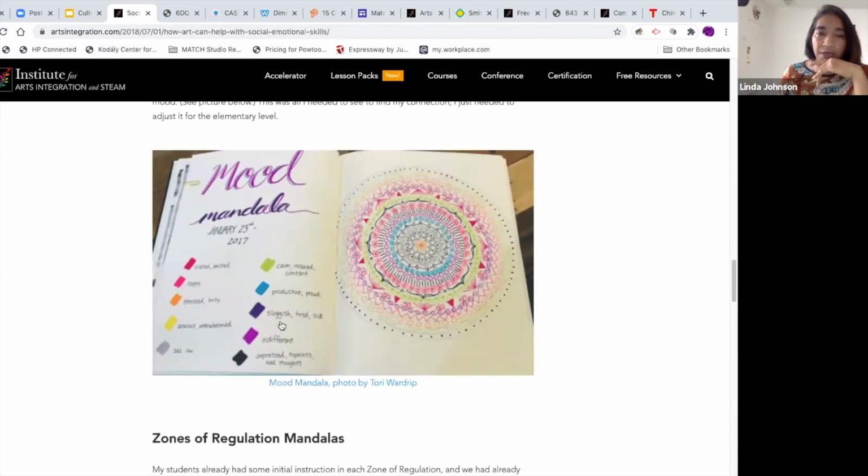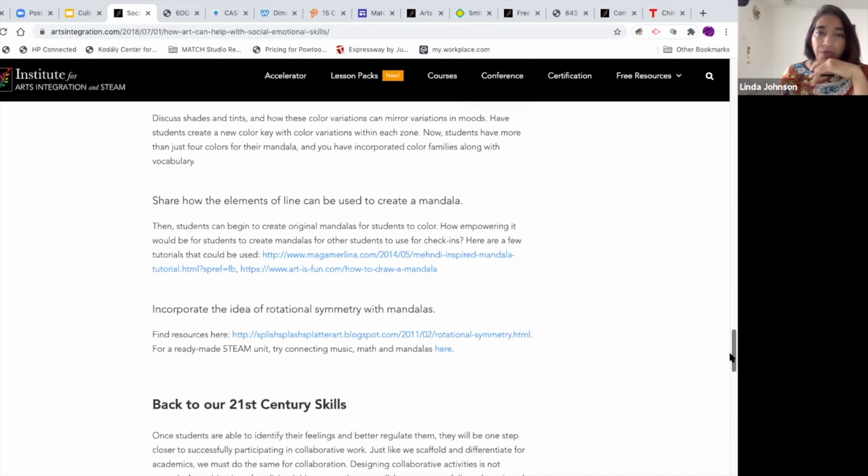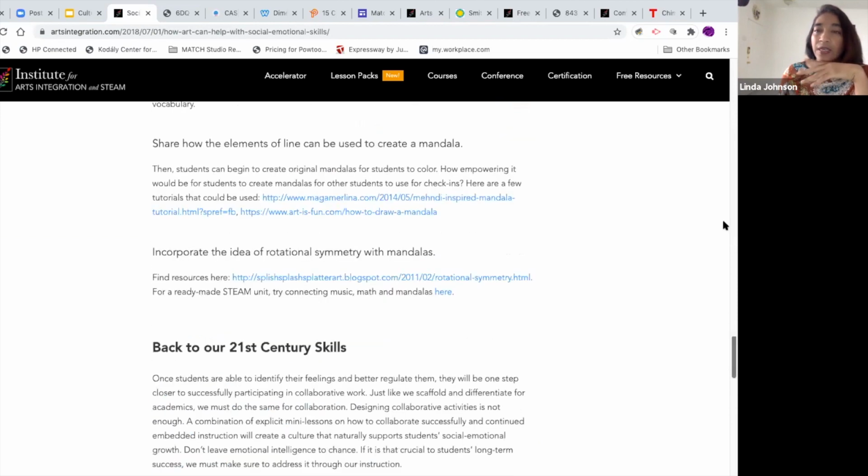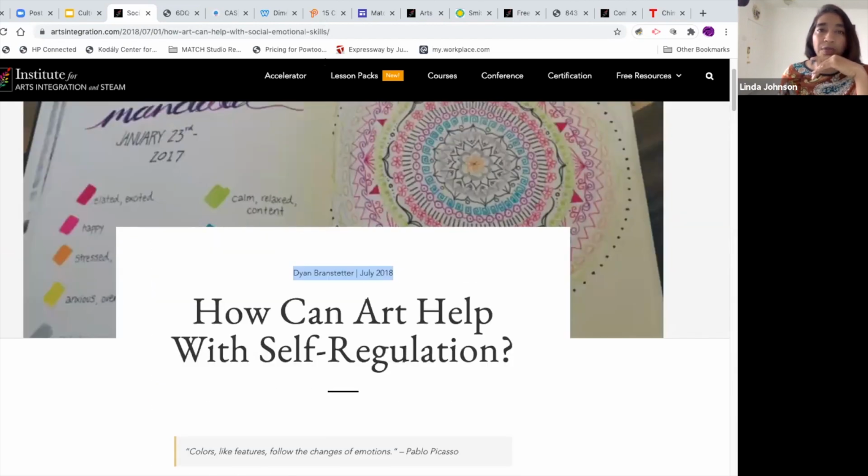You can see right here how you can do that. So this is a free resource that's on here. And notice how it says the elements of line can be used to create a map. That's an art element right there. Okay. And look, rotational symmetry. So rotational symmetry, that's your math concept there. And so anyway, that's just an example I wanted to share with you as a resource.